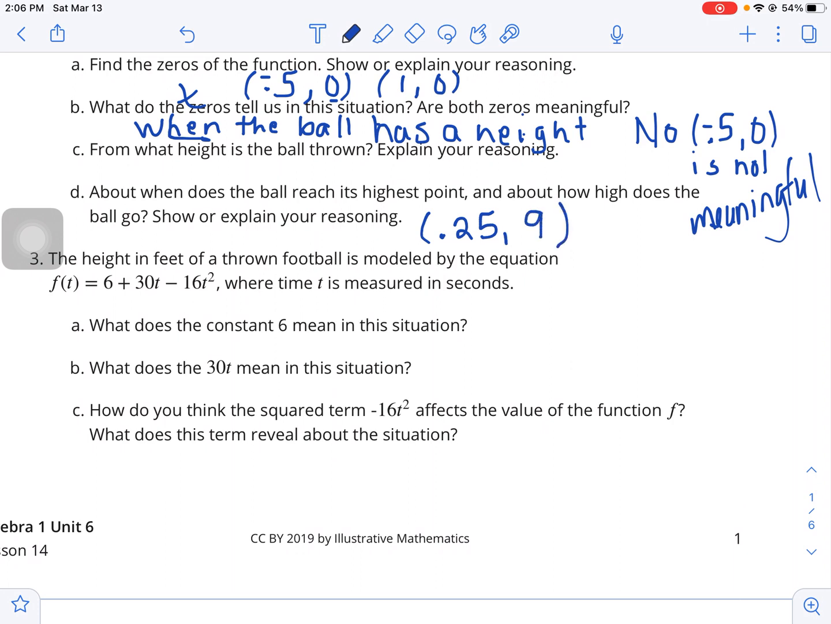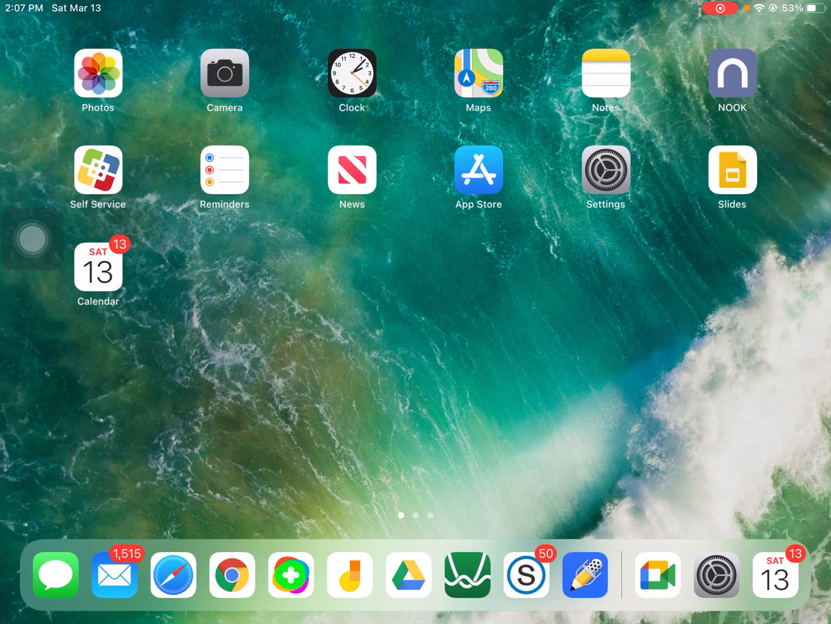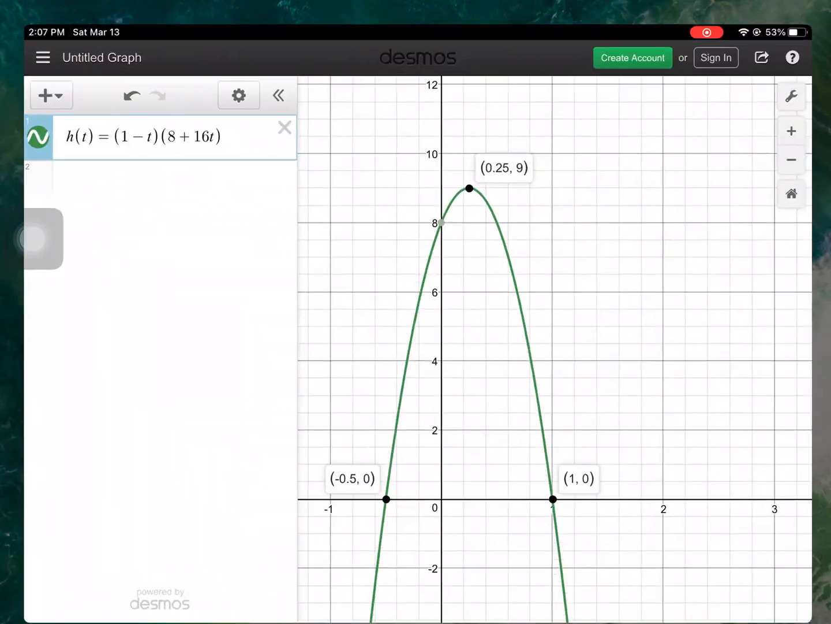So it's 0.25 seconds. That's when, 0.25 seconds after it's thrown, and 9 feet is the highest point. And from what height is the ball thrown? So when the ball has a height of 0, that's when it's on the ground. So there was only one that made any sense then.